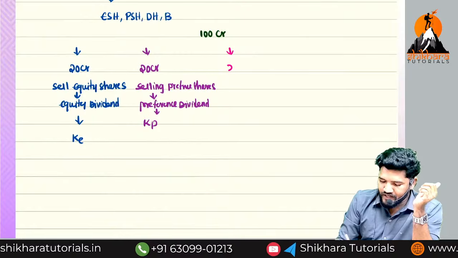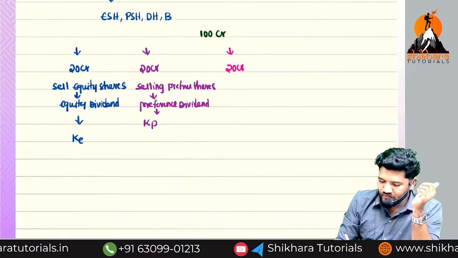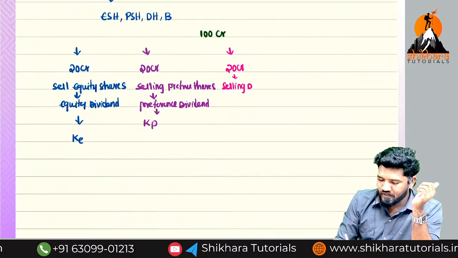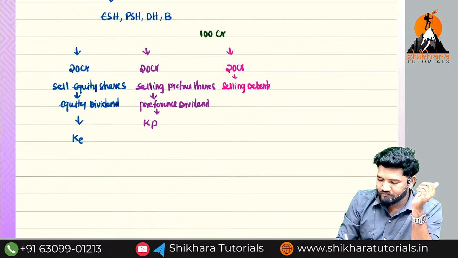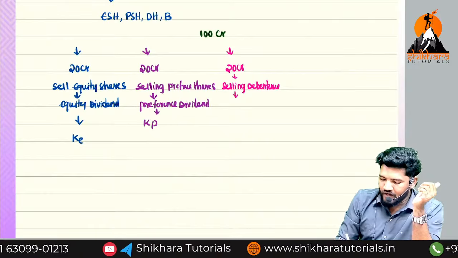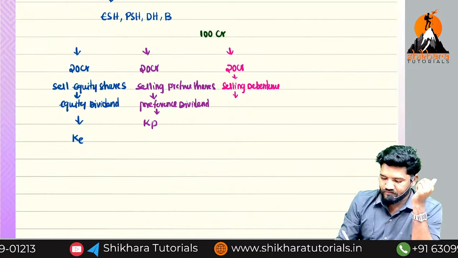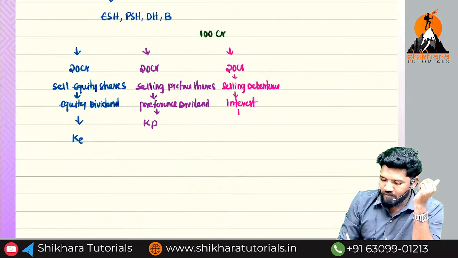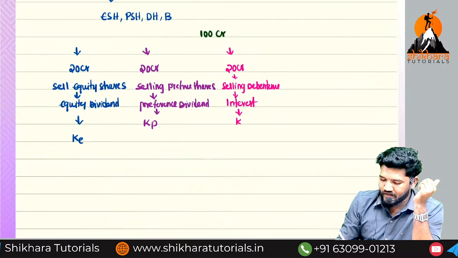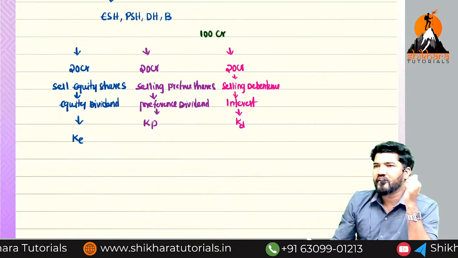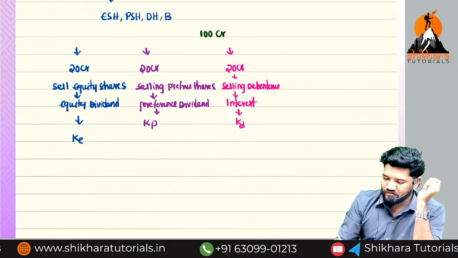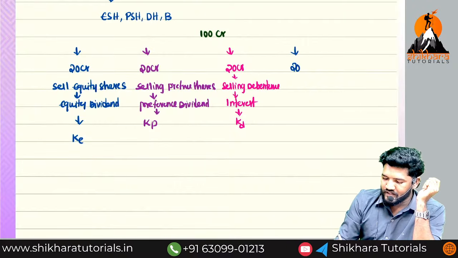Now I procured 20 CR by selling a document called a debenture. At the end of the year, she expects interest. For my company, it is a cost, which I need to calculate as KD, cost of debenture.